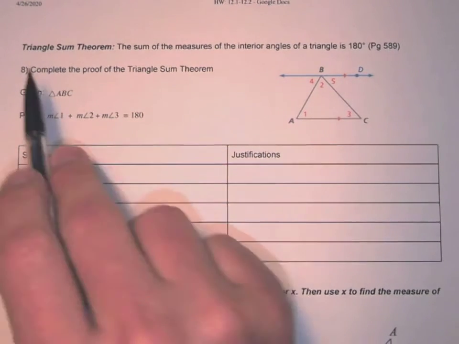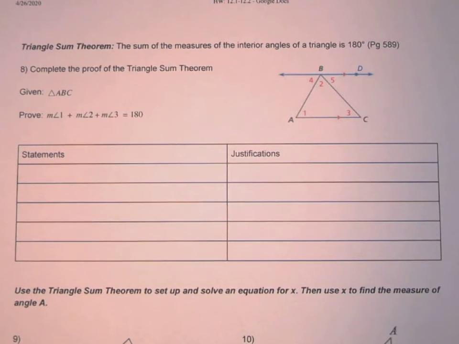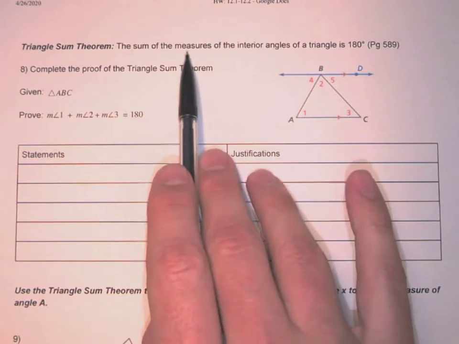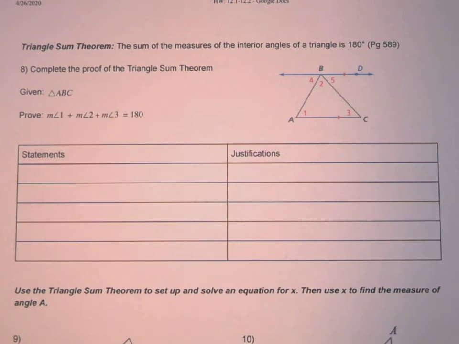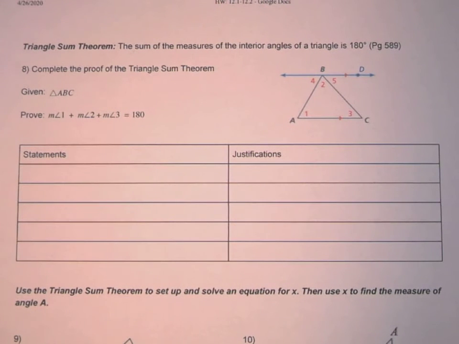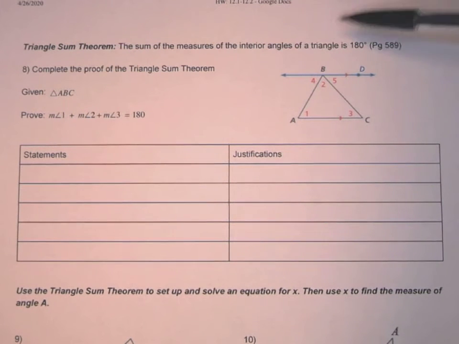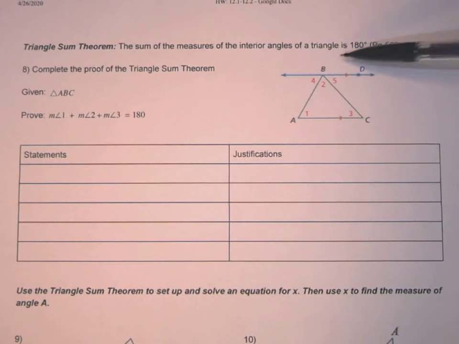This is all about this guy, the triangle sum theorem. The triangle sum theorem says that the sum of the measures of the interior angles of a triangle is 180 degrees. What that means is in any triangle, doesn't matter what shape it is, whether it's scalene or obtuse or right, the three angles, the inside angles, the interior angles, when you add them all together, they give you 180 degrees. Okay?